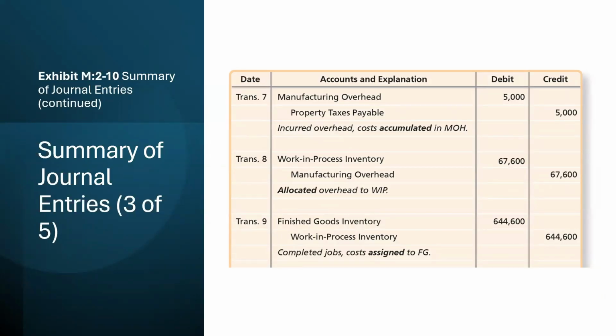Let's continue with Exhibit M2-10, where we have transactions number 7, 8, and 9. Transaction 7, you have a debit of $5,000 to manufacturing overhead, and property taxes payable is credited for the $5,000. Transaction 8, you have the work in process inventory, a debit of $67,600, and manufacturing overhead is credited for that same amount.